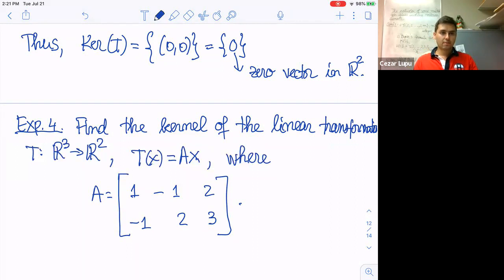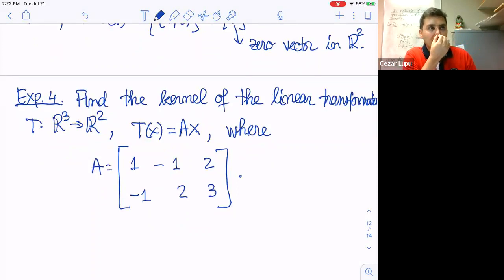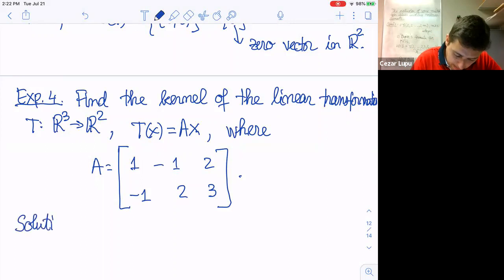I want you to look at this problem, think about it for a bit, just think about it, and we'll see immediately. So how would you approach this problem?